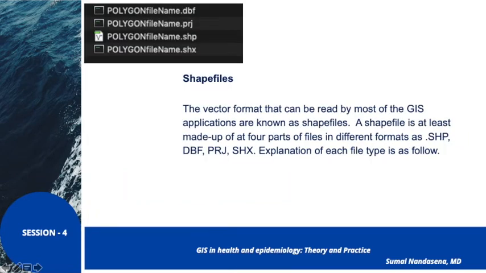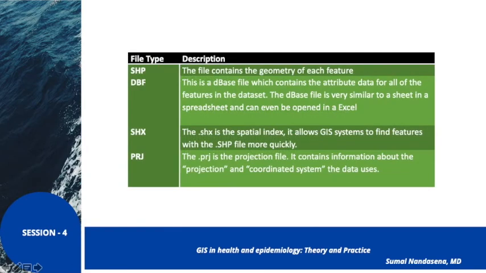Shapefiles. The vector format that can be read by most GIS applications is known as a shapefile. A shapefile is made up of at least four parts, which are files in different formats: SHP, DBF, PRJ, and SHX. Explanation of each file type is as follows. SHP: the file contains the geometry of each feature.